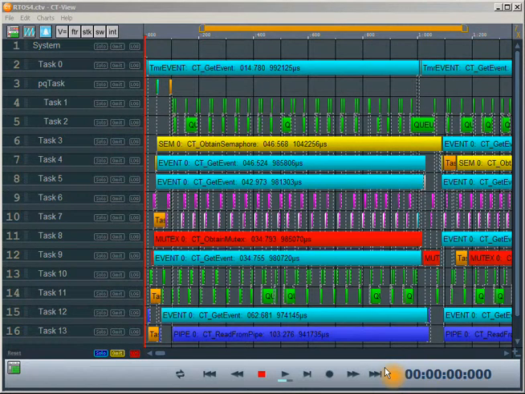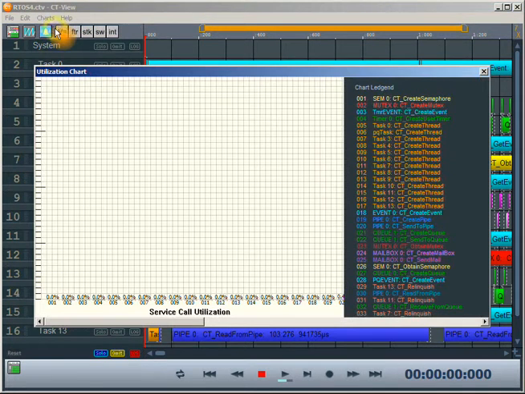In this video, we're going to cover the various charts and bits and pieces of information that you can get about the services that are occurring within the RTOS. So we're going to go to the charts menu and we're going to look at service call utilization. Now what you can see over here on the right is a legend, and these are all of the service calls that have been logged.